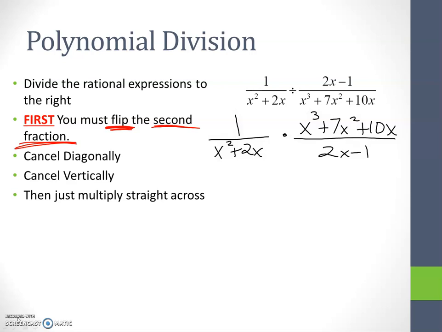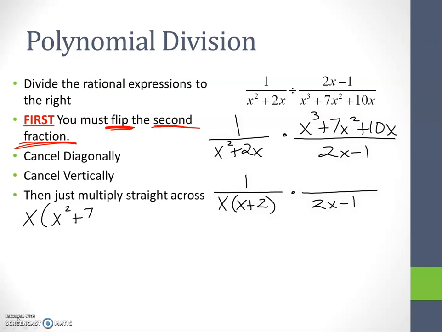Okay? Now, as far as factoring goes, 1 is already factored. 2x minus 1 is already factored. Okay? x squared plus 2x, I don't even need to show any work on this one. The only thing that I can do on factoring that is to pull out an x. Okay? Now, the x cubed plus 7x squared plus 10x, that one's going to have a couple of steps that we're going to need to do on that. The first thing is, if you notice, all three of those terms up there have an x in it. So this could be an x times x squared plus 7x plus 10.